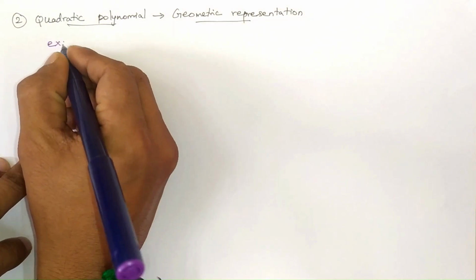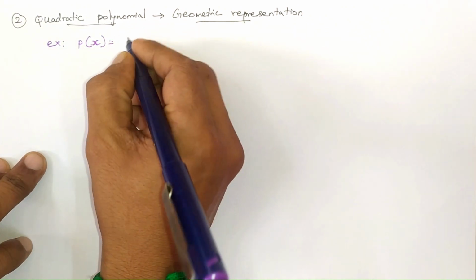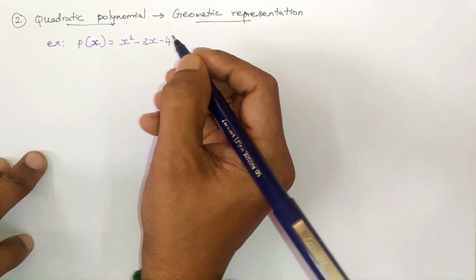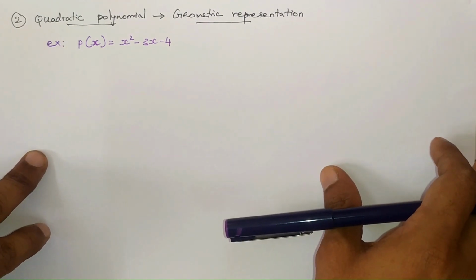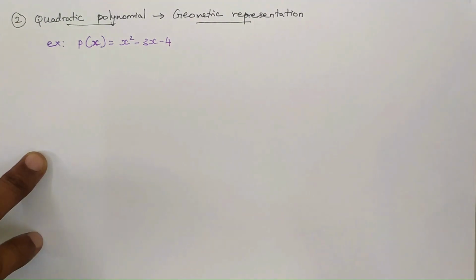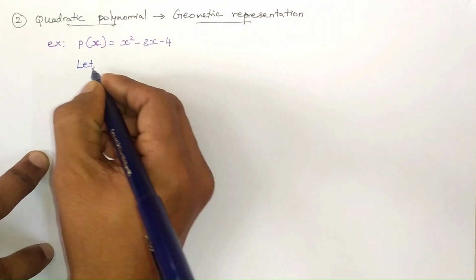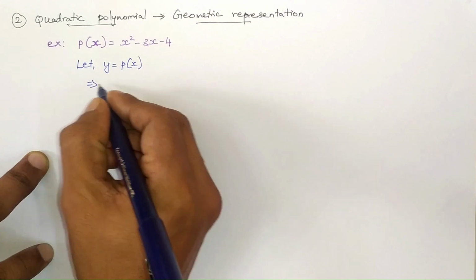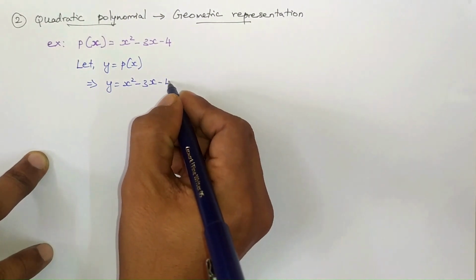For example, let us consider a quadratic polynomial p of x is equal to x square minus 3x minus 4. So we need to solve this. So let me assume y is equal to p of x. This implies y is equal to x square minus 3x minus 4.